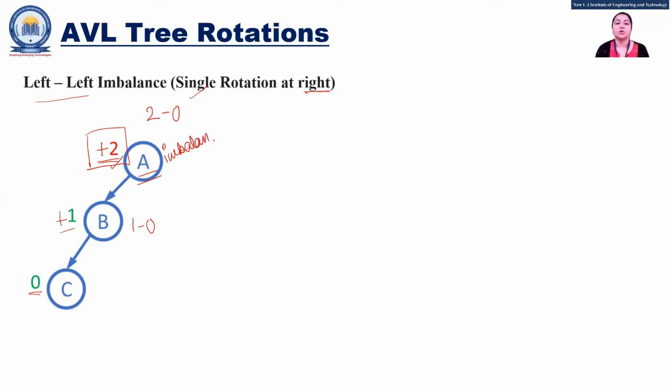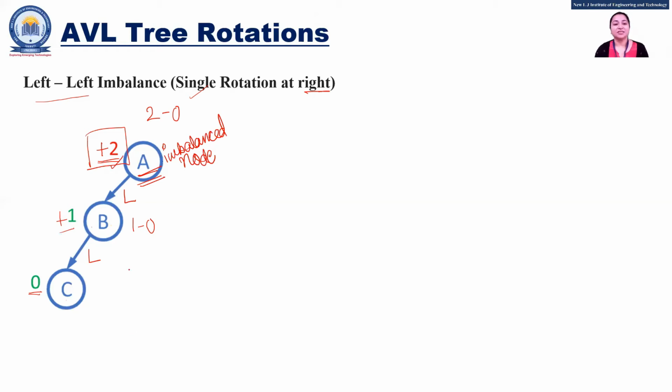This is what? An imbalanced node. This type of imbalance falls under left-left imbalance. Why is it left-left imbalance? Because there is a node which is imbalanced, and that imbalance is due to the left's left subtree. That's why it is called left-left imbalance.